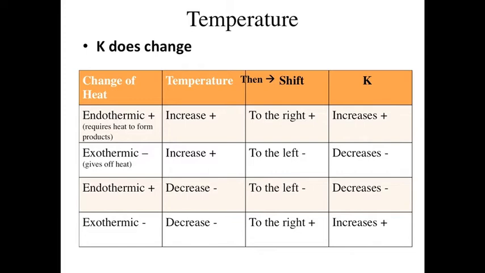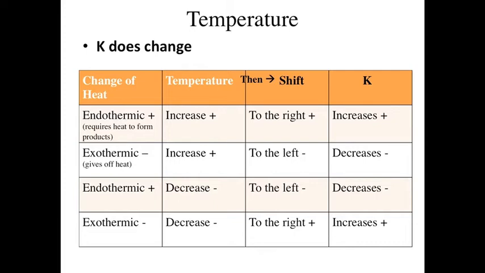And this is because if the temperature increases and the reaction's endothermic, that means the heat will help the reaction go forward and make products because the reaction requires heat to make products, so it'll shift to producing products, of course, and this results in an increase in K because there's a higher concentration of products.